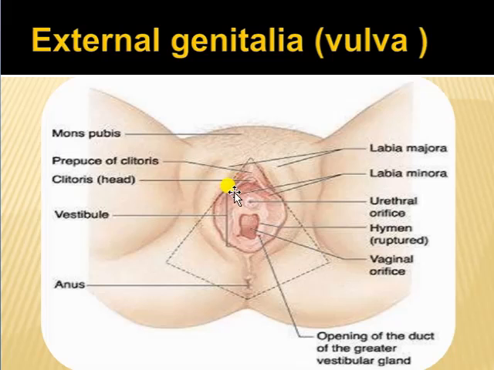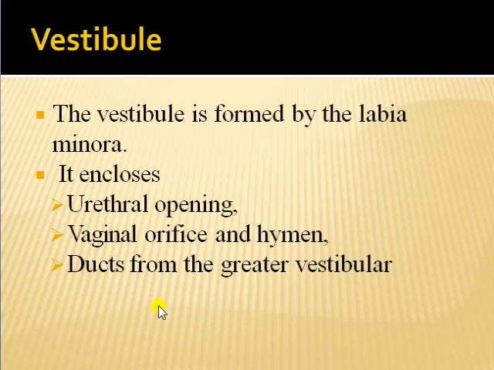This part we can call the labia minora, which is two folds. This is the urethral orifice, and this is the vaginal orifice. This space we can call the vestibule. Understand? So that is called the vestibule.